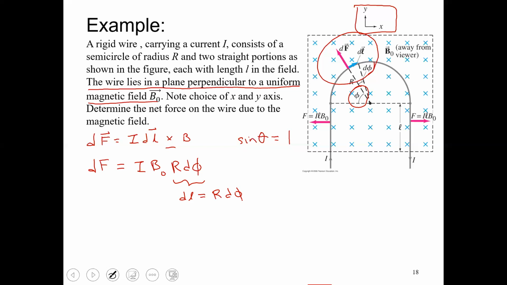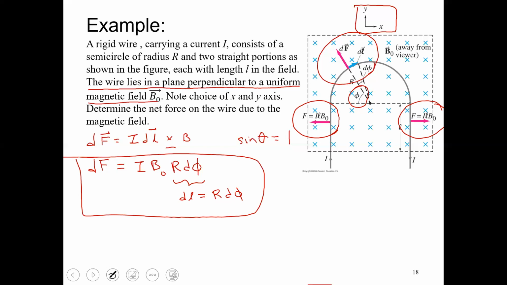We also might want to think about the lengths of wire, but again, just like in the last one, we're going to see that they are equal and opposite forces, so they're not going to contribute. We only need to worry about this semicircular radius, right?